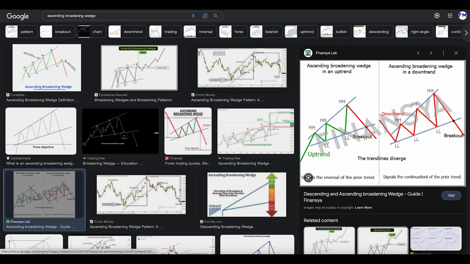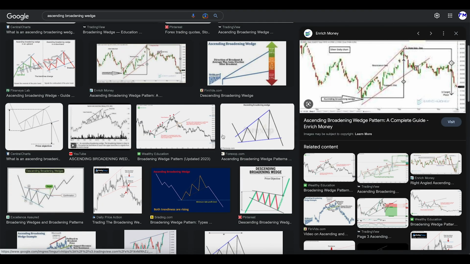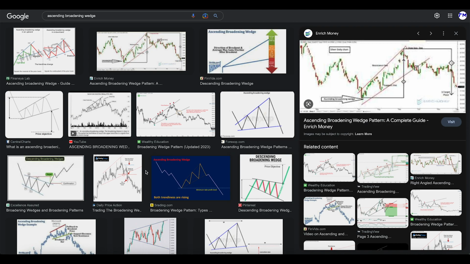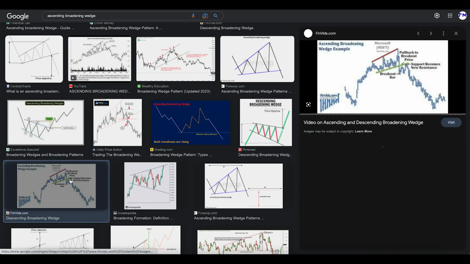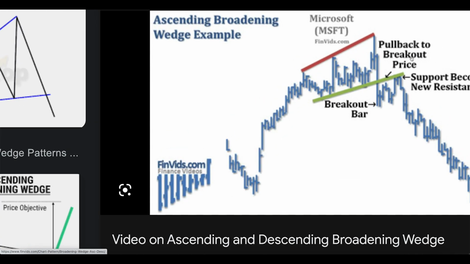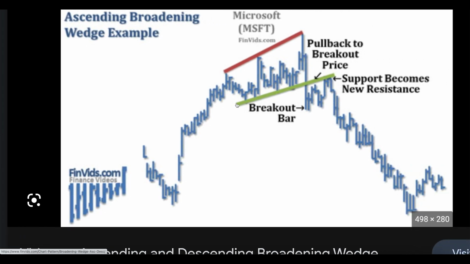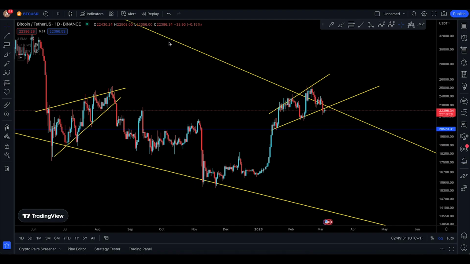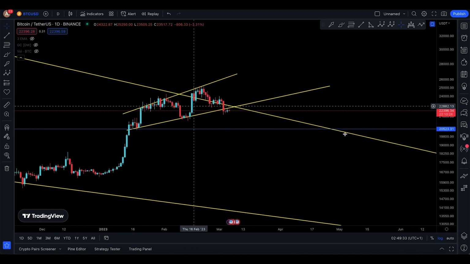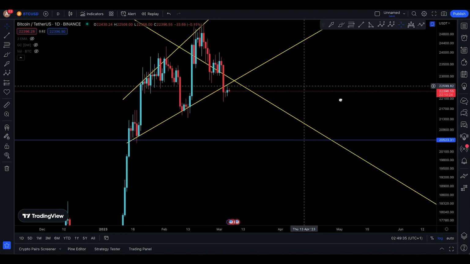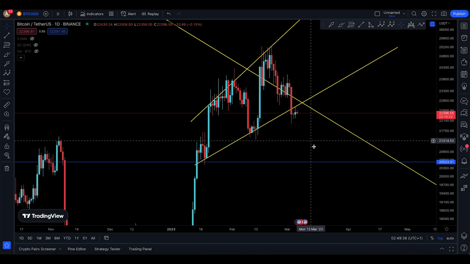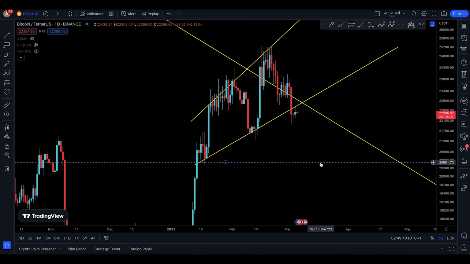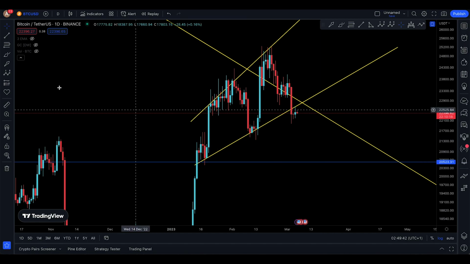I can show you some more examples as well. Here we go. Something like that is also going to be an ascending broadening wedge. So that is unfortunately bearish, and in context, this is what Bitcoin is printing: 1, 2, 3, 4, 5, and that's what Bitcoin did right over here. So I want to see Bitcoin actually coming all the way down to $20,500. So we're still not done yet.